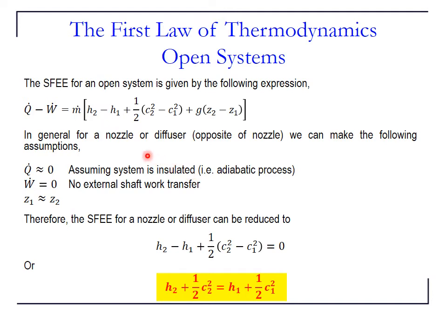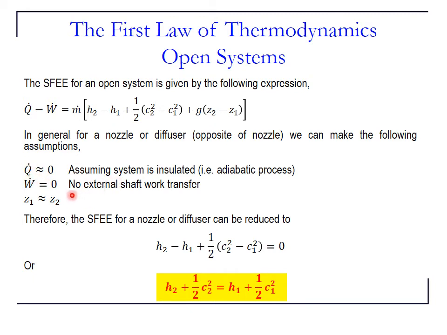So now what we're going to do is write this equation, because this is a very general equation and it applies to every open system. Based on the application of a nozzle, we just need to make some reasonable assumptions so that we can simplify that equation. The first assumption is that this system is insulated very well, so this is an adiabatic process, and then we can ignore the heat transfer during this process.